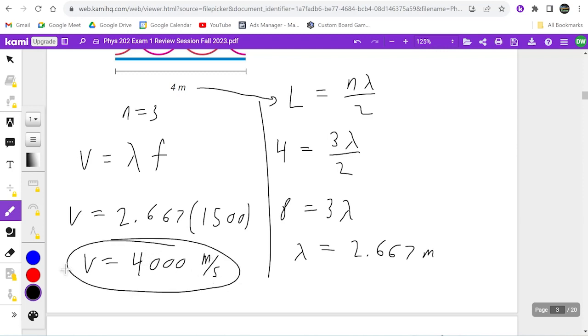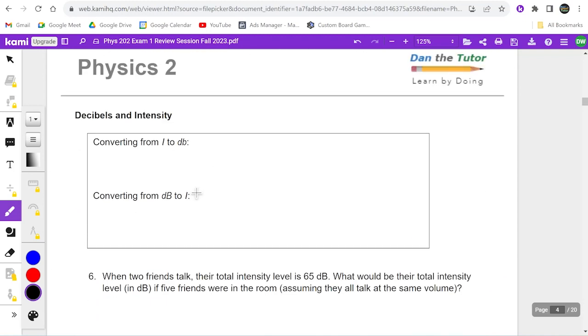You'll notice that's considerably higher than 343. Is there a reason for that? I don't know, but it's a good practice problem, so you don't have to think too critically about that. Any questions? Nope. Okay, great. Now we're on to the next topic.